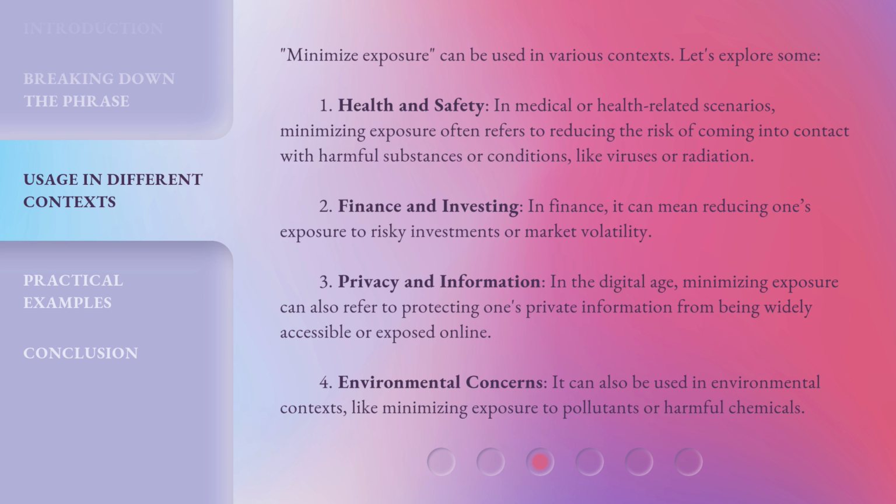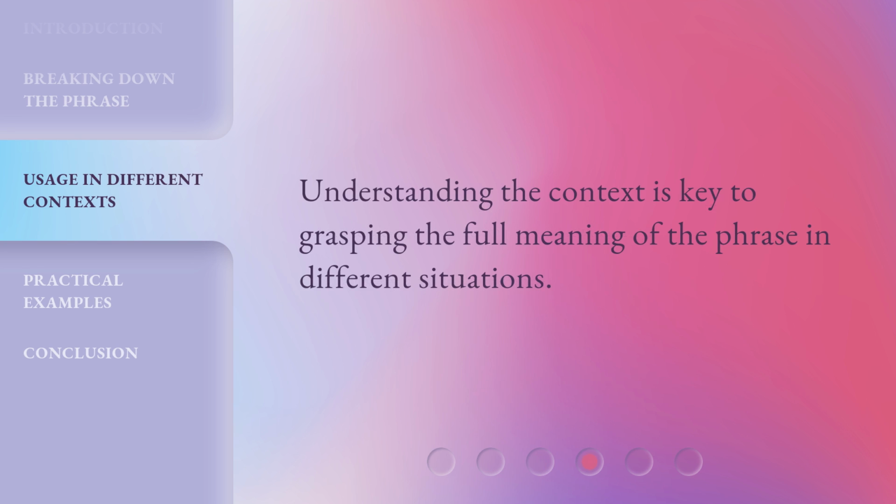3. Privacy and information. In the digital age, minimizing exposure can also refer to protecting one's private information from being widely accessible or exposed online. 4. Environmental concerns. It can also be used in environmental contexts, like minimizing exposure to pollutants or harmful chemicals. Understanding the context is key to grasping the full meaning of the phrase in different situations.